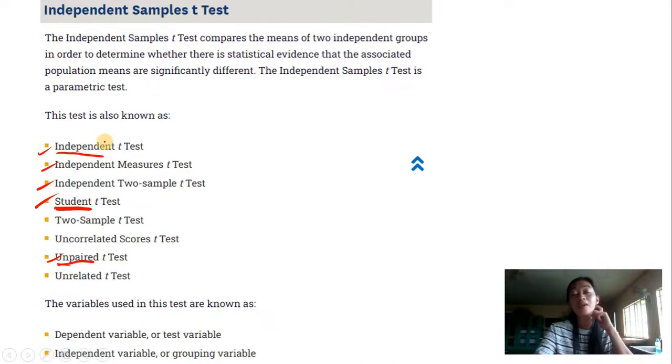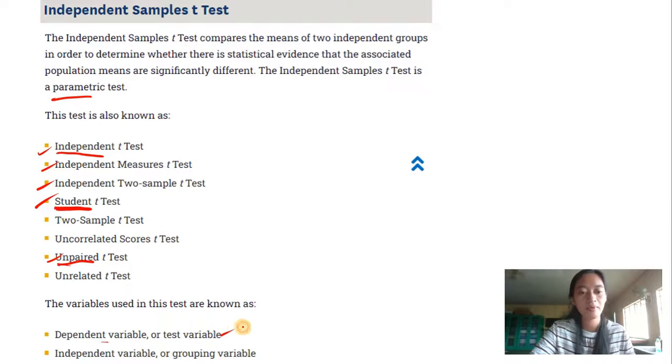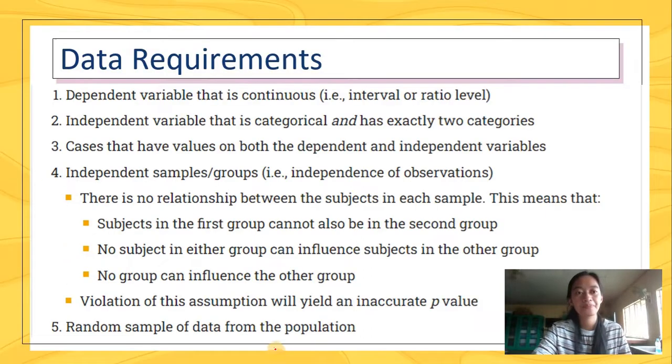So basta makadungog mo ani nga names, parehas rin sila. Unpaired, Student t-test, independent. So this is a parametric test. So we have conditions kung kanus-a ta makagamit ani. In this test, the variables used, we have the dependent variable or the test variable, the independent variable or the grouping variable. So what are the requirements? Let's just go over very few of this.